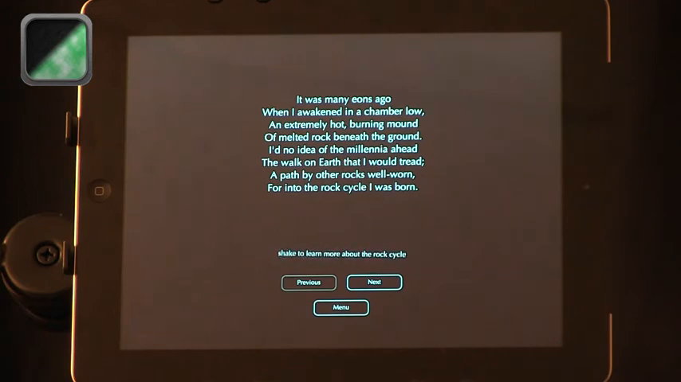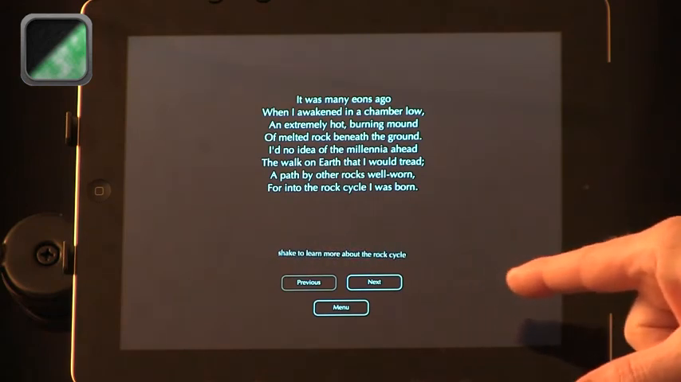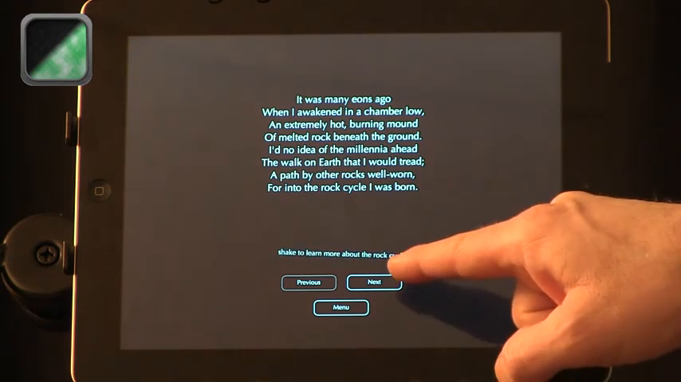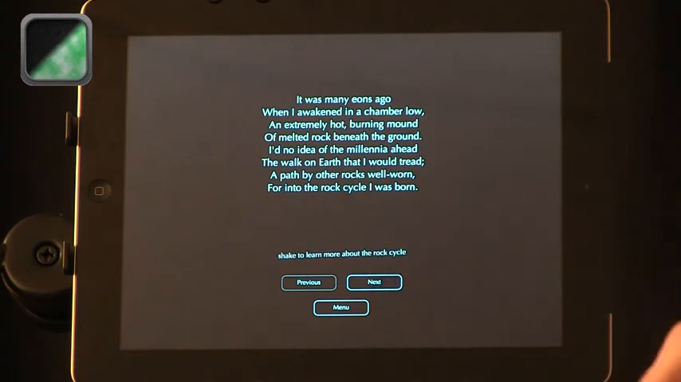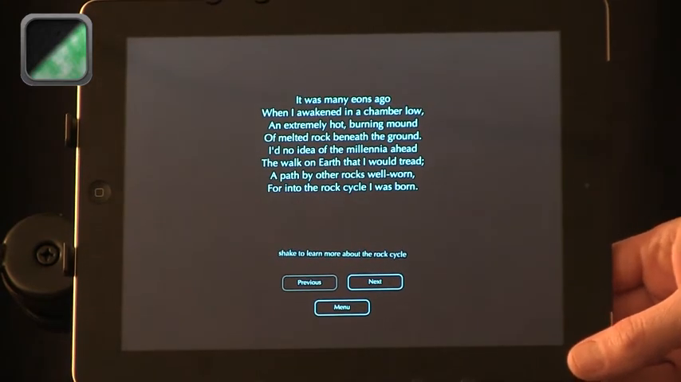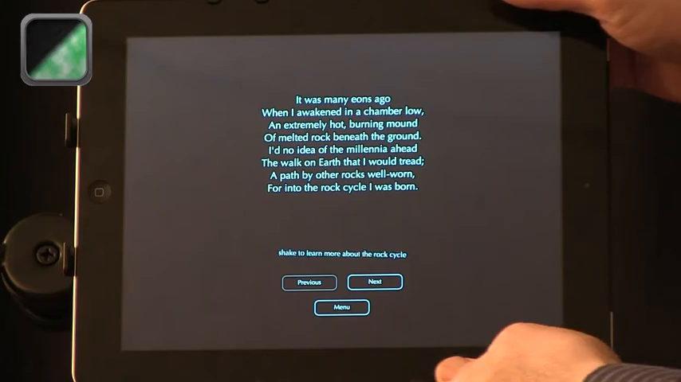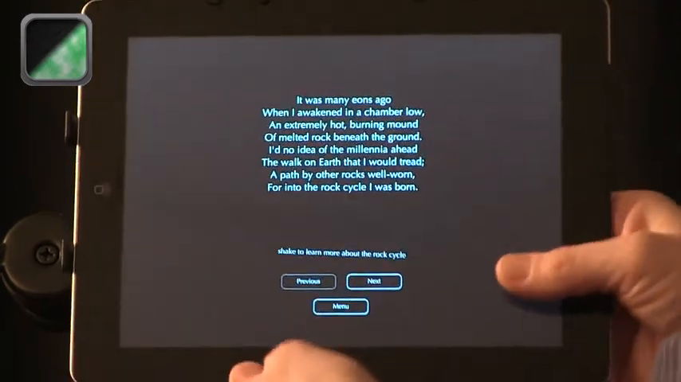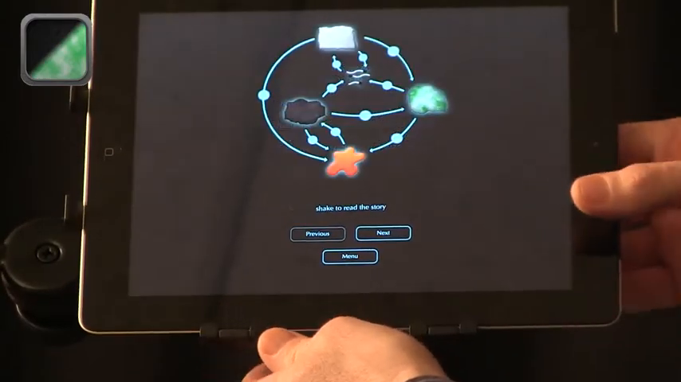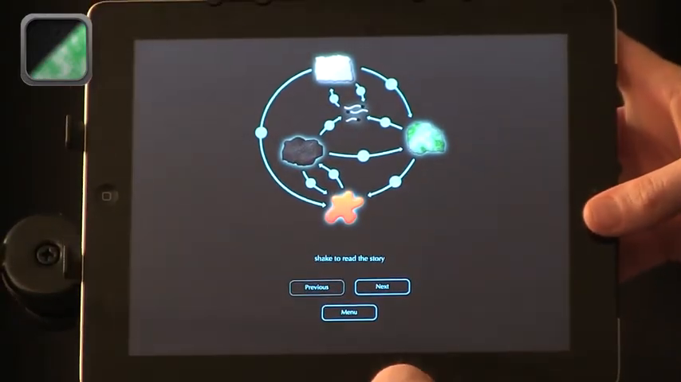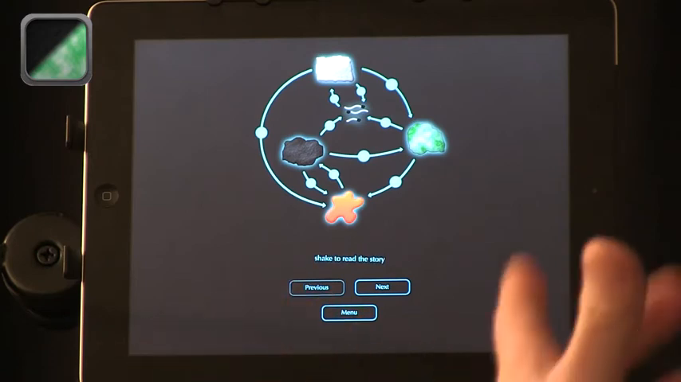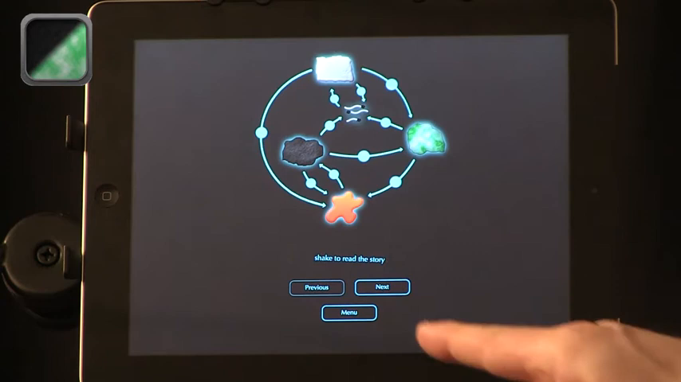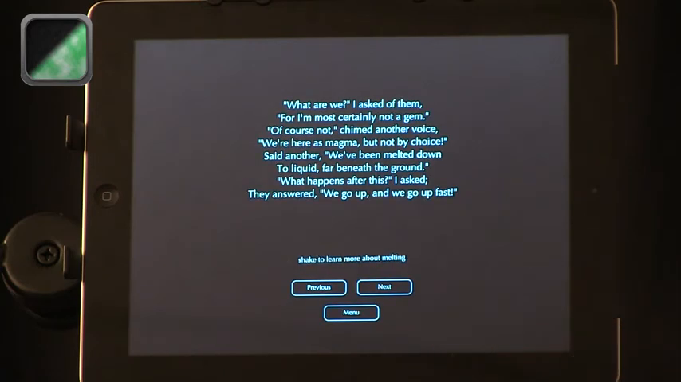So you see, it's a simple poem that was written, in this case, describing how the rock cycle starts as magma. And then if you play around with an iPad, in this case, you've got to shake it quite a bit, so I will try and do that. You get the media to come up and describe and help understand what this phase is. And you can go to the next phase.